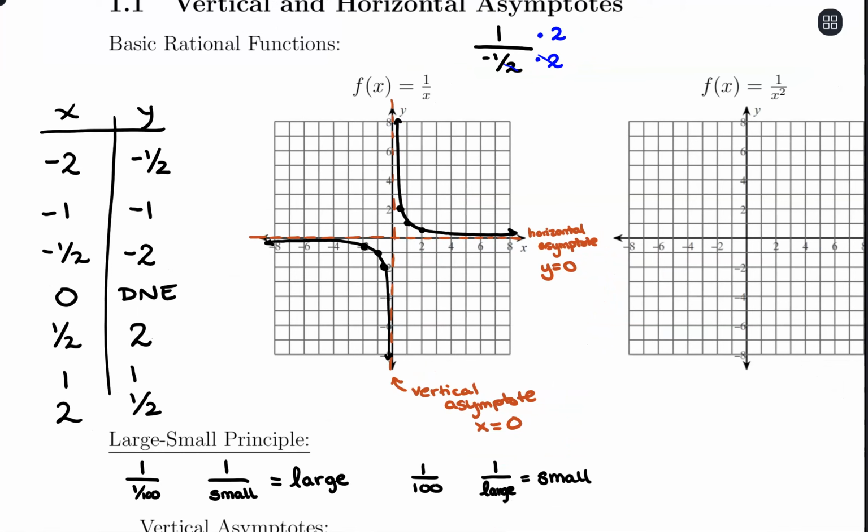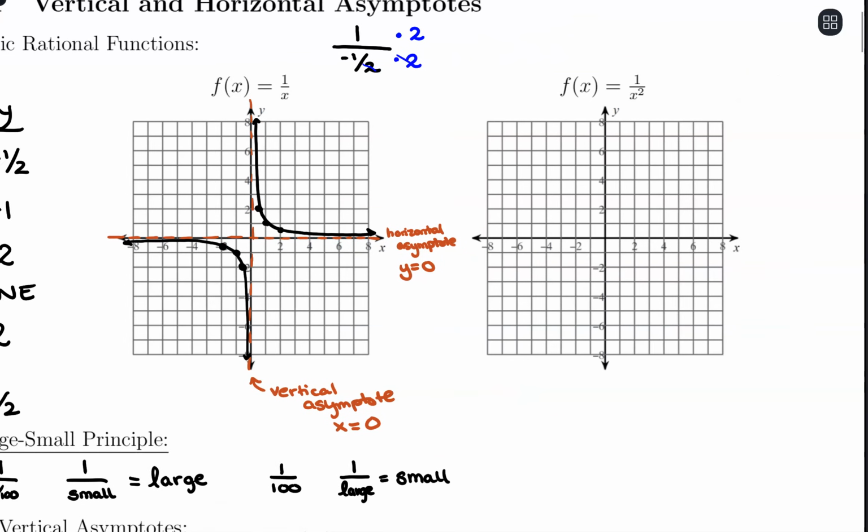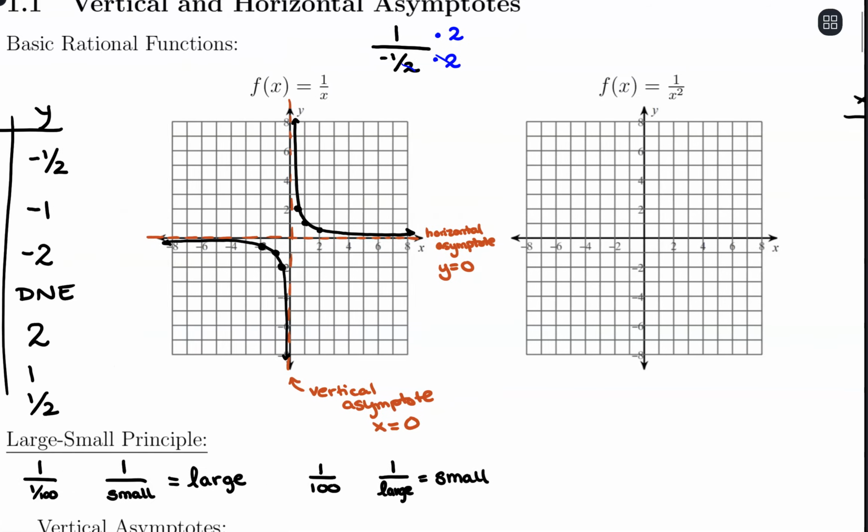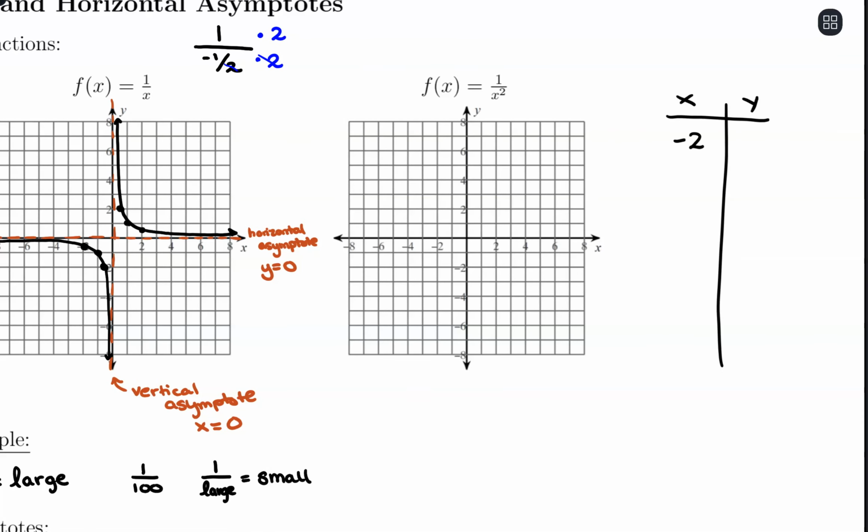All right, so just to see how things change a little bit when we square x in the denominator, we're going to look at f of x equals 1 over x squared, but a lot of the behaviors are going to stay true here. But let's look at that same table of values, so x and y. Let's look at -2, -1, -1/2, 0, 1/2, 1, 2.